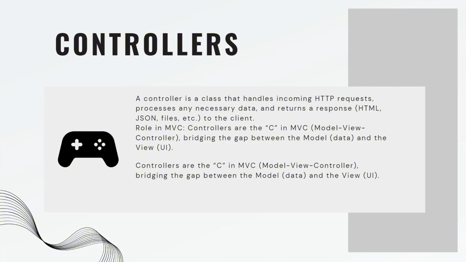Now let's see the main topic of our lectures. Controllers. A controller is a class that handles incoming HTTP requests, processes any necessary data, and returns a response, HTML, JSON, a file, etc., to the client. Role in MVC. Controllers are the C in MVC, like I explained, bridging the gap between the model data and the view, the UI. In the next lectures, I will teach you how to create a controller and all kinds of different controllers in .NET Core.